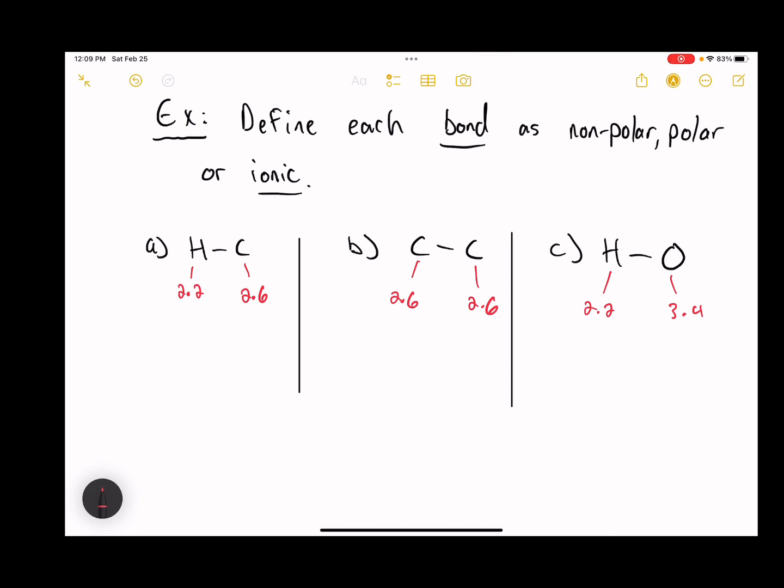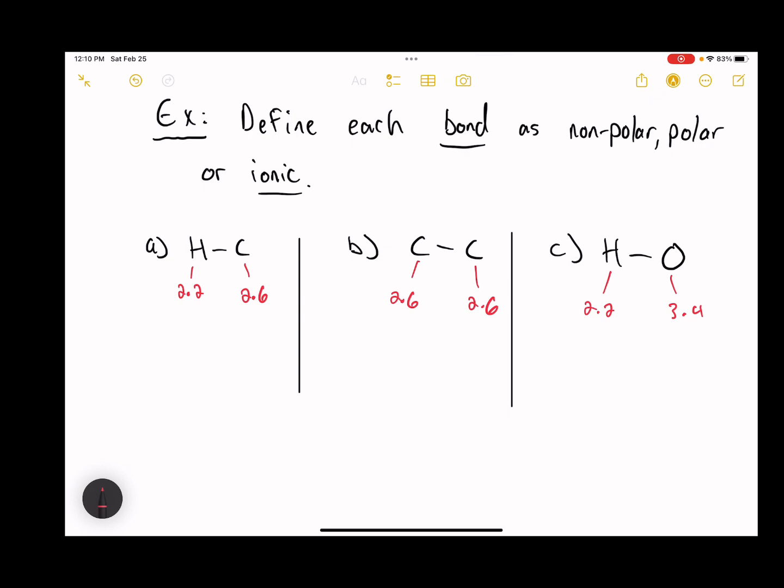So let's say we're asked to define each bond presented below, A through C, as nonpolar, polar, or ionic. Well, what I've done here in red is I've taken the liberty of putting the electronegativity values that you would find on your periodic table. Now, depending on the periodic table you use, these values will vary slightly. However, you're only expected to use the Alberta Chem 30 data booklet.